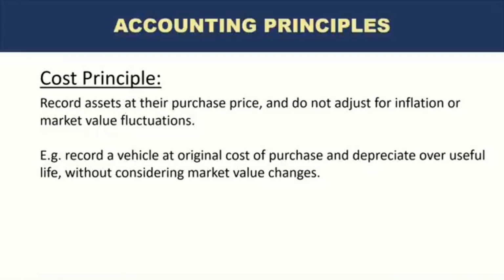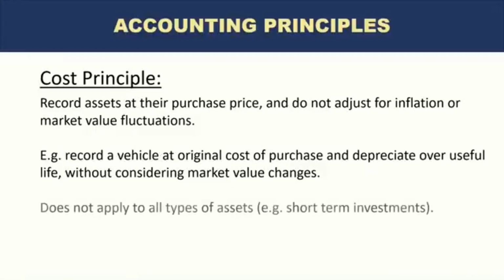So if you look at the market value of the car, it may be fluctuating all the time, and maybe in a year or two, the market value of the car has either gone up quite a bit or has decreased quite a bit, but those fluctuations are not to be recorded. The historical cost, the original cost at which the vehicle was purchased, is what will be recorded in the books for accounting purposes.